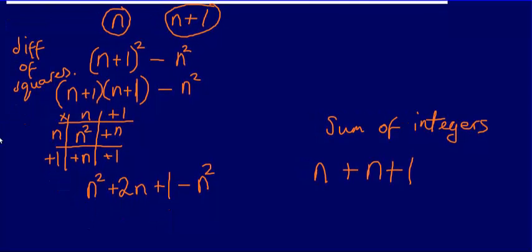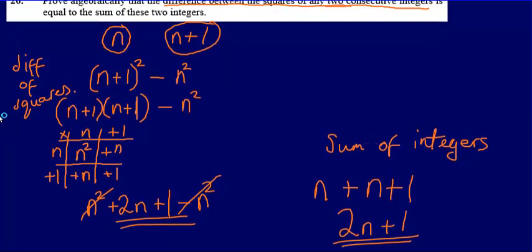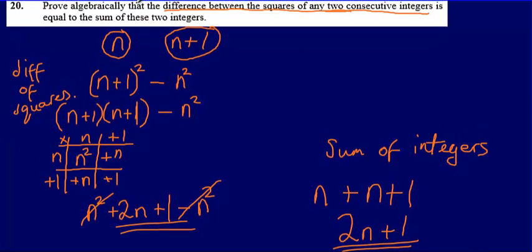Now, as you can see, all that's left for me to do is to tidy up these two expressions. I've got n squared minus n squared, so they are going to cancel each other out, and that just leaves me with 2n plus 1. So a simplified expression for the difference of the squares of n and n plus 1 gives me 2n plus 1. Tidying up the sum of the integers, that will be n plus n, which gives me 2n, and then plus 1 on the end. And so I have shown algebraically, I have proven this, that the difference between the squares of any two consecutive integers is equal to the sum of these two integers.